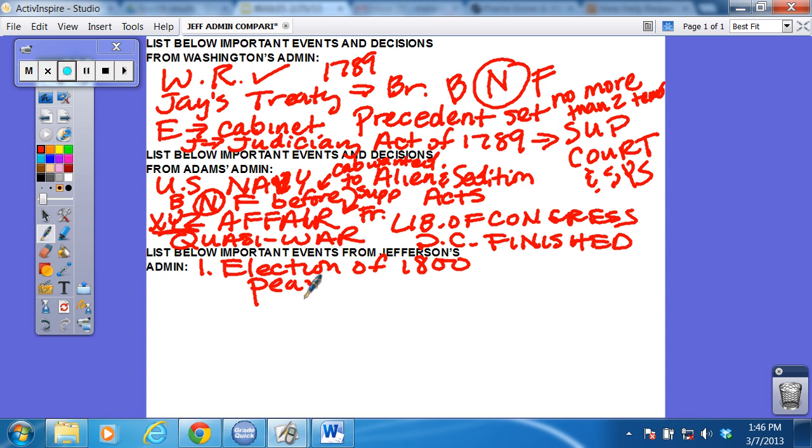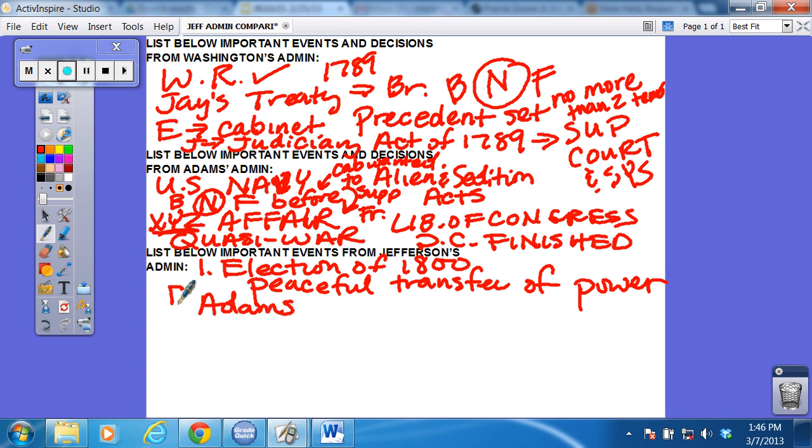Peaceful transfer of power. The reason why is because we are going from Adams, who is a Federalist, to Jefferson, who is a Republican.